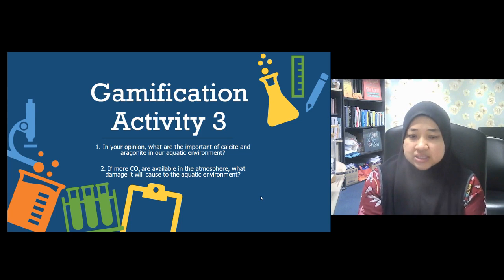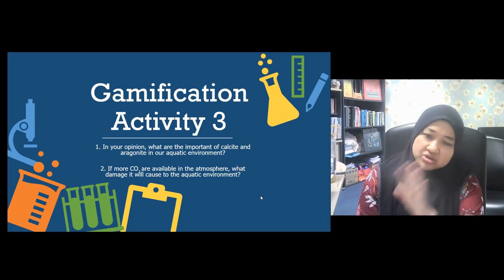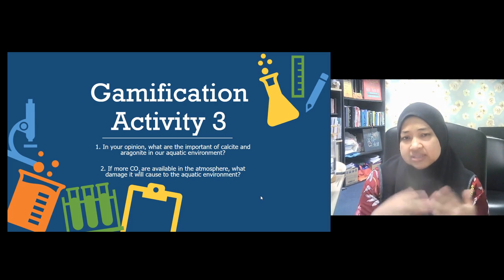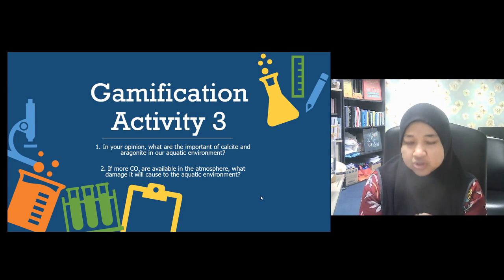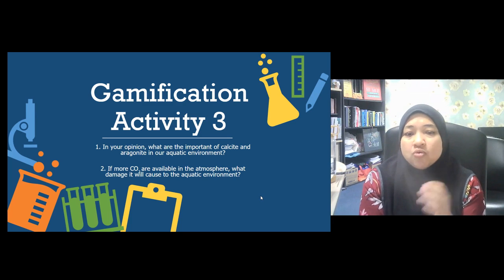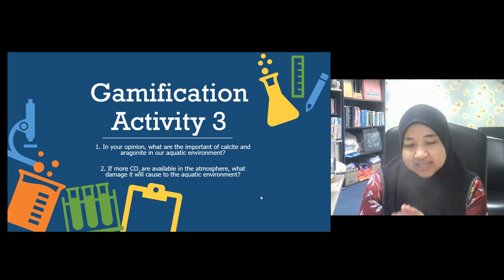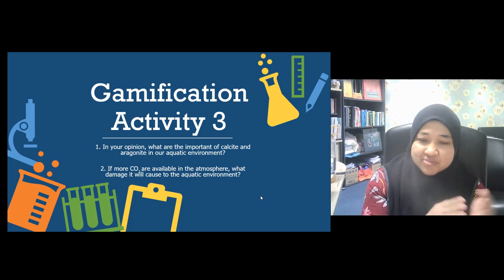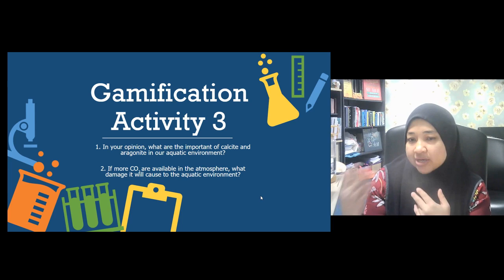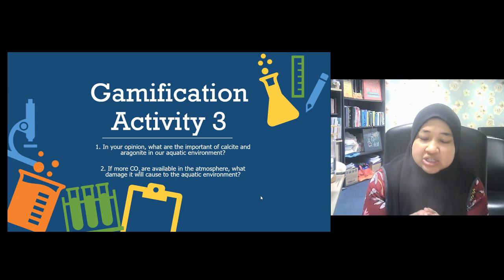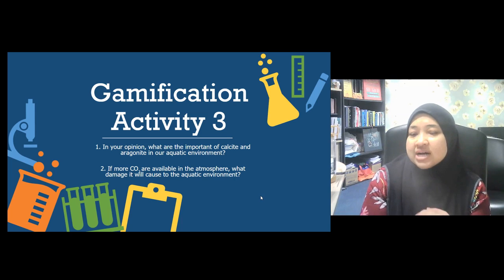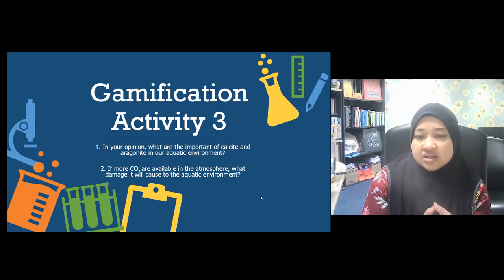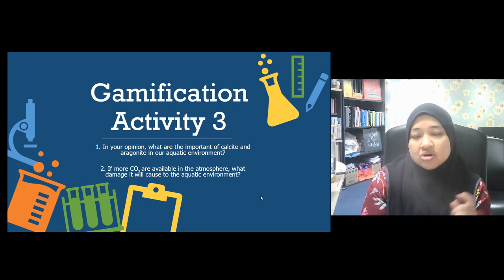Alright, so this is the activity for gamification. Perhaps it's not activity 3, but it's a gamification activity. The next one, there are two questions that you need to do. The first question is there. In your opinion, what is the importance of calcite and aragonite in our aquatic environment? I explained just now, but I did not explain which one is for aragonite and which is for calcite. Please find detailed information on that. And number 2, let's say we have more carbon dioxide available in the atmosphere, what damage will it cause to the aquatic environment?